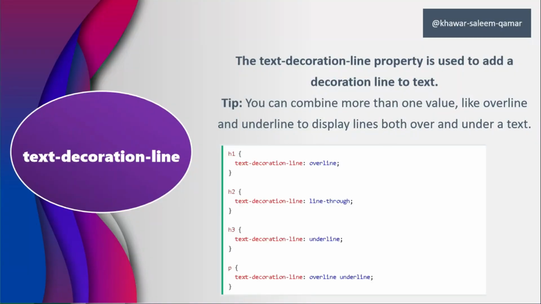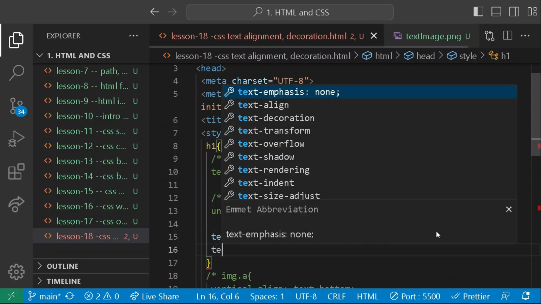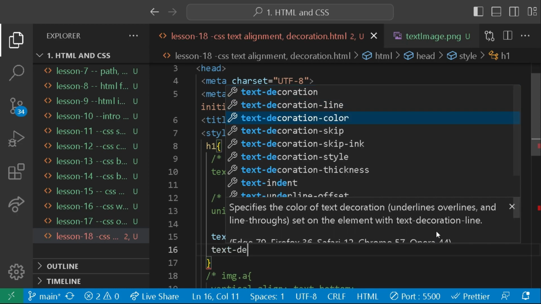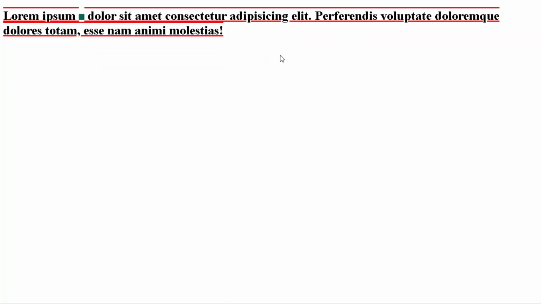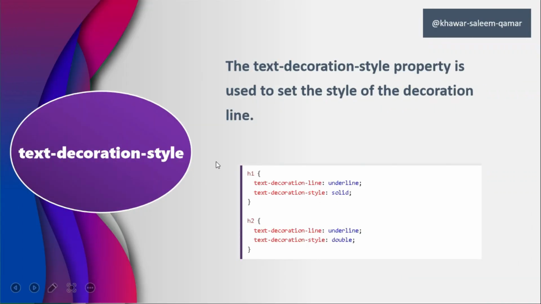The next property is text-decoration-color. This property is used to specify the color of the line that we just put right there. So if I give text-decoration-color red, you can see the color of our lines has changed. After this color, we have text-decoration-style. This defines the style of our lines.